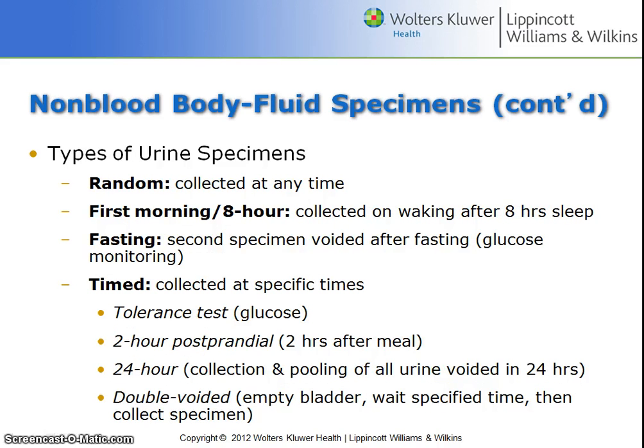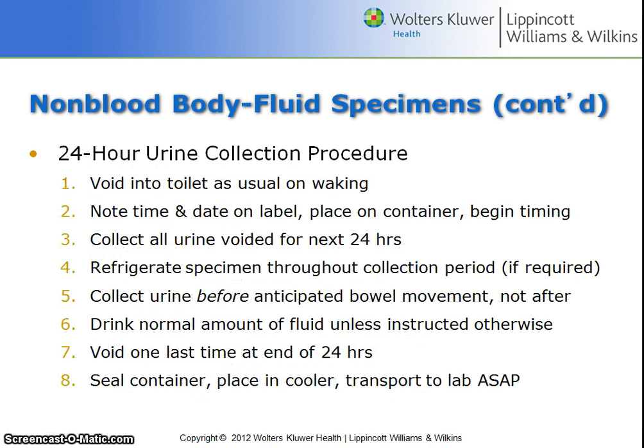Types of urine specimens. There are several. There's a random, collected at any time. First morning, collected on waking after 8 hours of sleep. Fasting, and timed, collected at specific times. Tolerance test for the 2-hour postprandial, 24-hour, double voided. 24-hour urine collection procedure. Make sure you are familiar with this procedure.